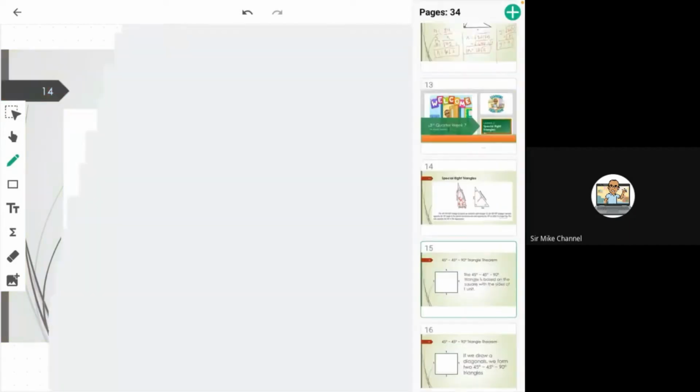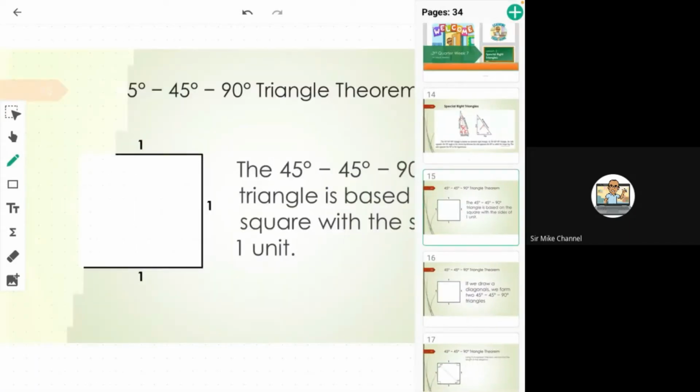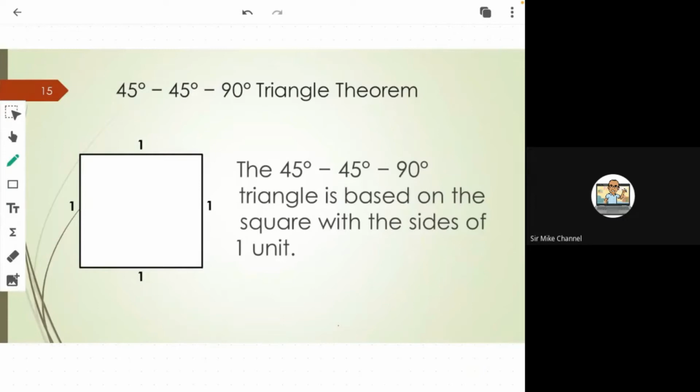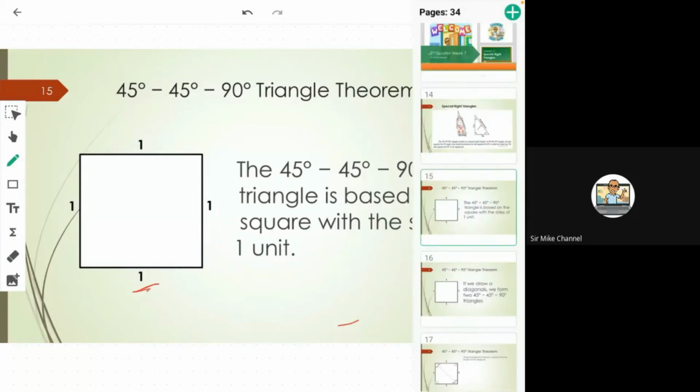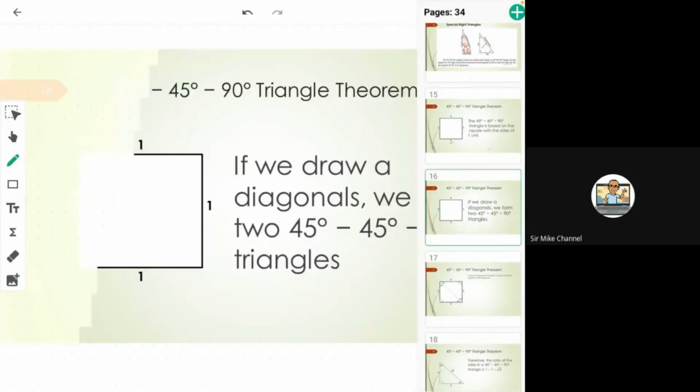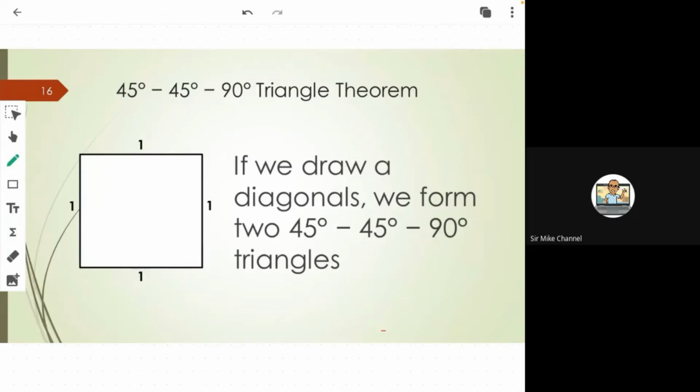Okay, next, follow up tayo dito. So, the 45, 45, 90 triangle theorem is based on a square with sides of 1 unit. Ito, 1 unit. So dito tayo mag-derive. Okay, based on 1 unit. And then, if we draw a diagonal, assume lang na straight line. Yes, ito yung diagonal natin.